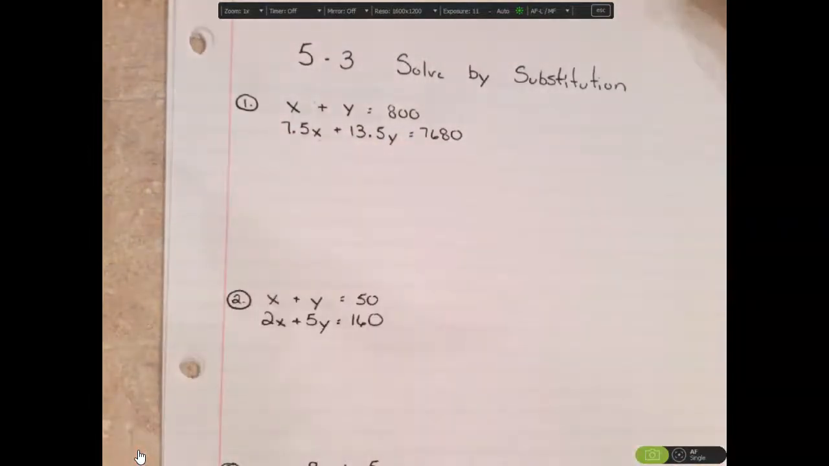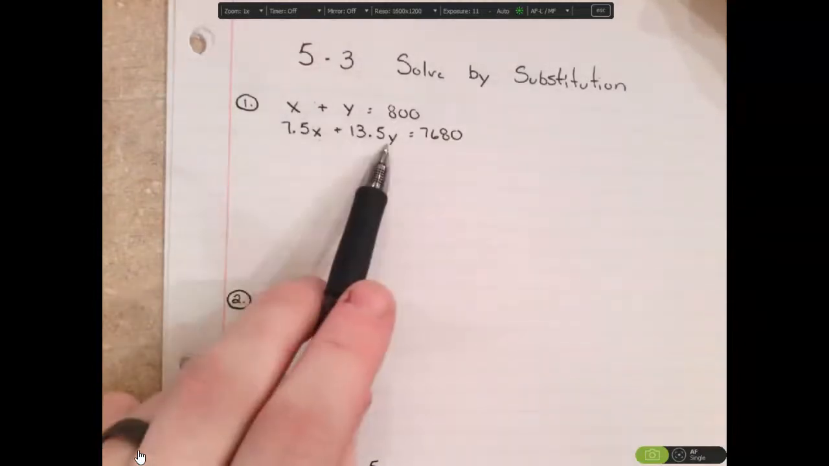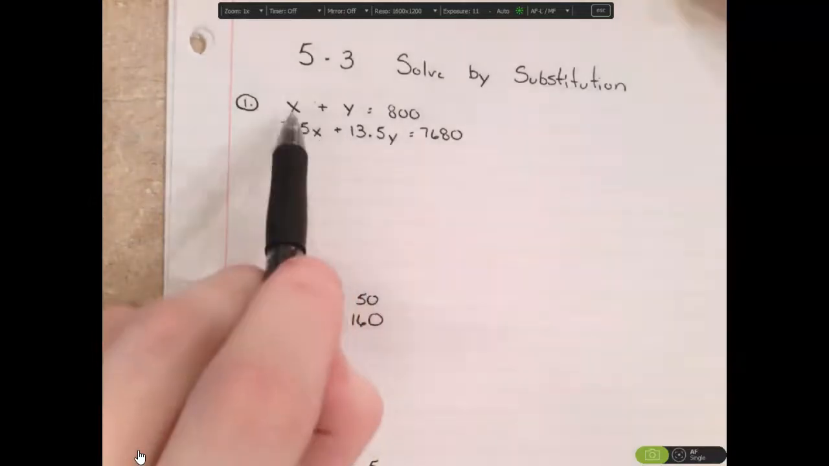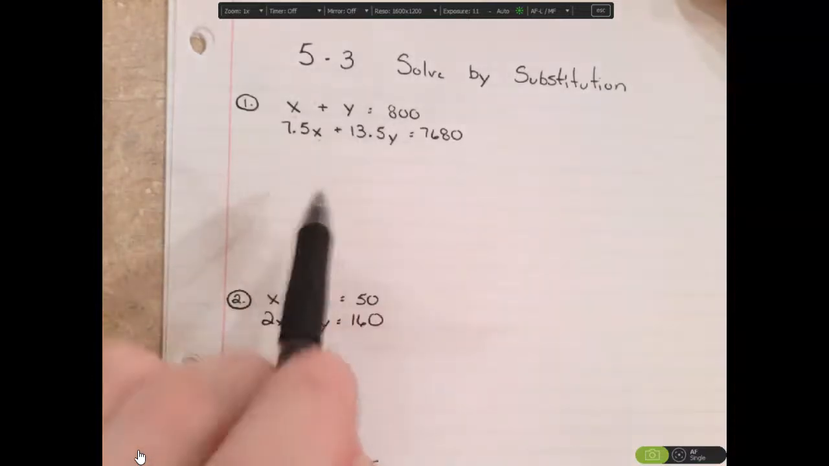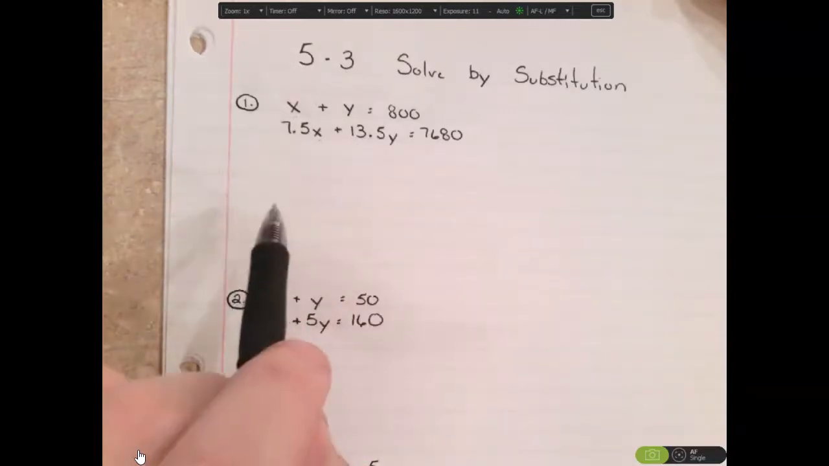Guys, when we substitute, we want to get one of our variables. It doesn't matter what equation, but I want to choose one variable and get it by itself. So it could be this variable. It could be this variable. It doesn't matter which one. I just need to get one of the variables on the equal side by itself.